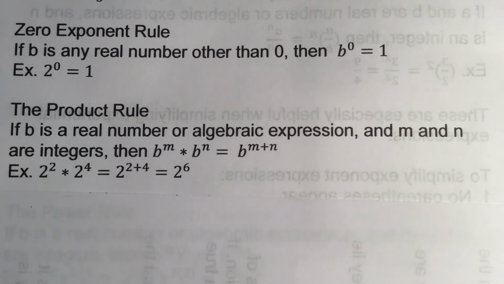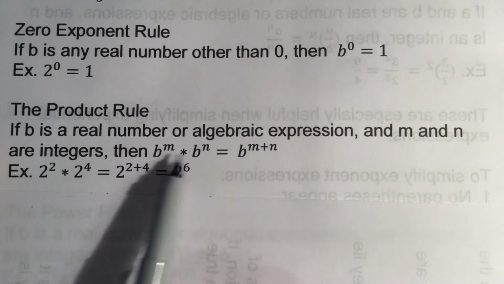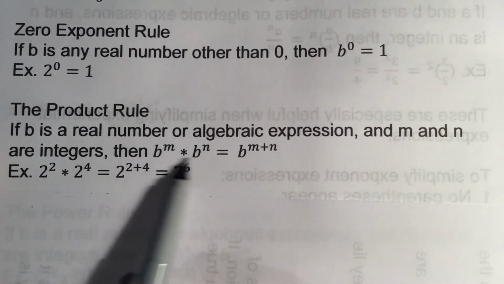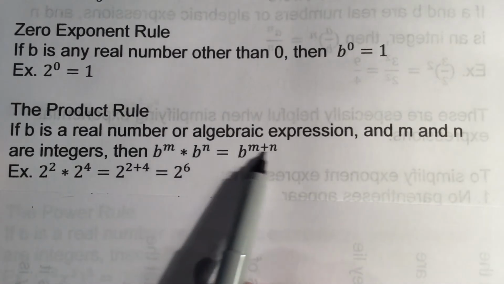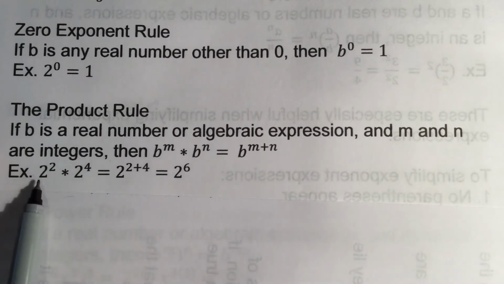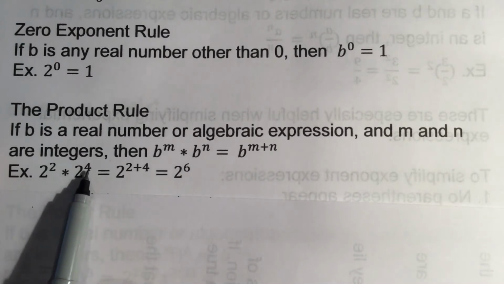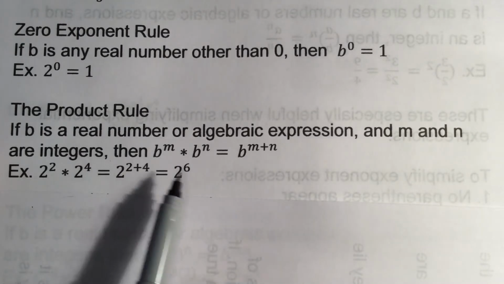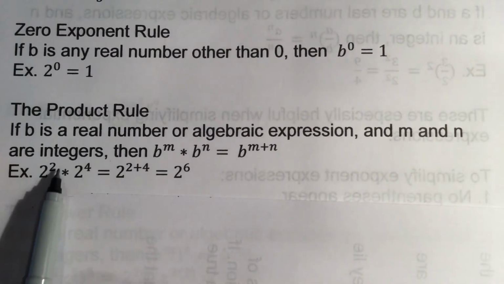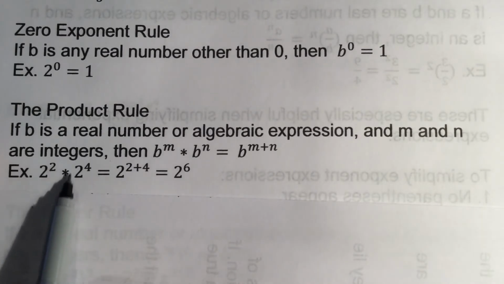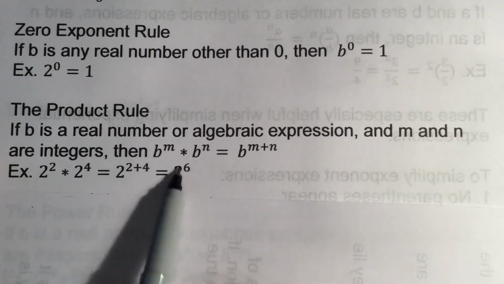Product rule. So if we are multiplying with the same base, so looking here, if they're both base b, if they're multiplied, all you gotta do is add the exponents, and that's the new exponent. So if we are 2 to the second times 2 to the fourth, we just take 2 plus 4, and that becomes 2 to the sixth. So if you think about it, there's 2 of them multiplied, and another 4 of them multiplied, so together we have 6 of them multiplied.